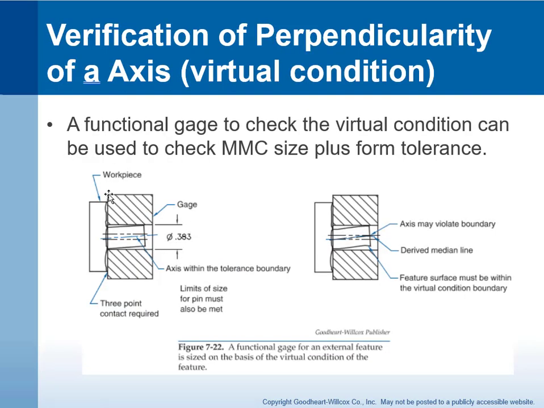It's built with a datum simulator here to pick up datum A, and it's built at the virtual condition of the shaft, which is 383. So as long as I can take my functional gauge, apply it over the part, and it fits over this pin at the virtual condition, and it contacts datum A at 3 points, then the part is good. So this is how we use a functional gauge to check the virtual condition, used to check the MMC size plus form tolerances. That's how we do that.